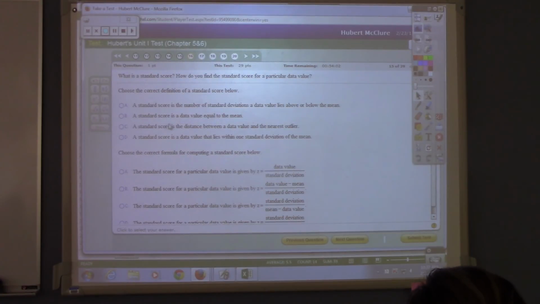You know it's not B or C. Standard score is a data value that lies within one standard deviation. Well, a standard score goes up to 2 standard deviations. Z-score goes 2 standard deviations to the left, 2 to the right. So this says within 1, so I think it's C. I'm sorry. You said A. A, thank you.